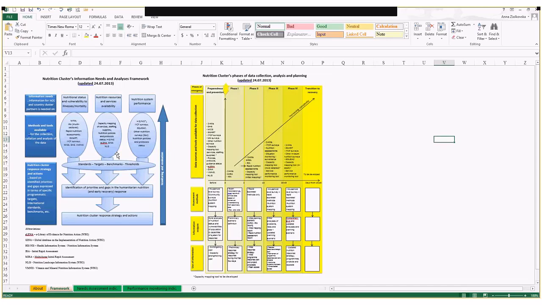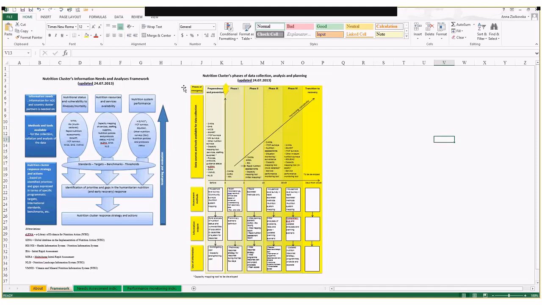For example, sometimes you would include the number of partners trained in assessments, for example, SMART assessments. So this would be covered by this category. However, at the global level, currently we are not including this kind of indicators in the set of indicators.